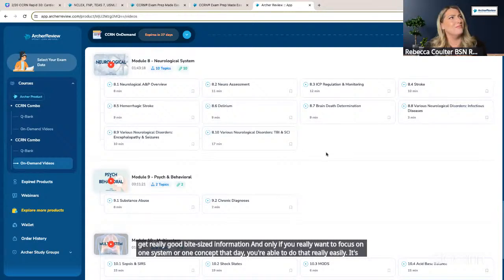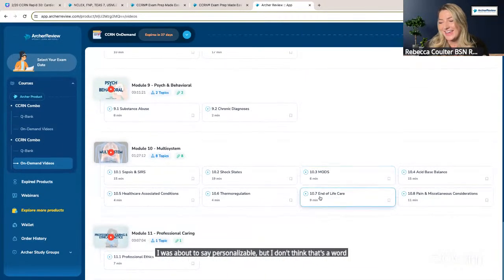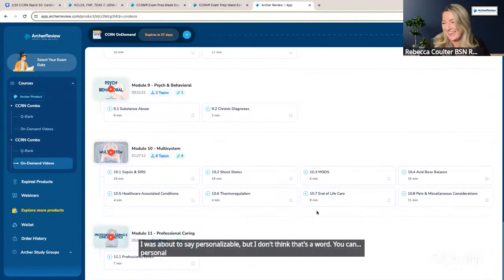I was about to say personalizable, but I don't think that's a word. You can personalize it very easily. Let's go with that.